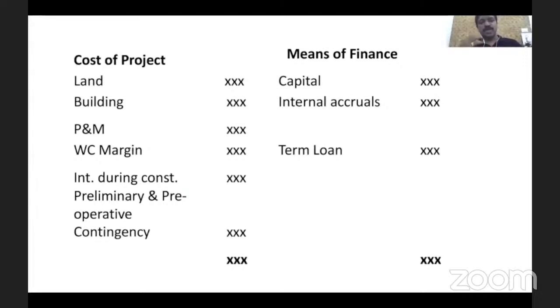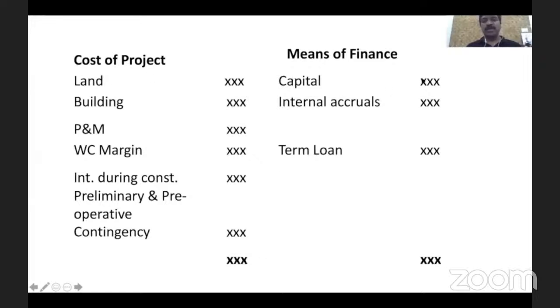Let's say I want to start a project, putting up a factory and purchasing plant and machinery and installing it. So basically I'm creating the infrastructure for starting my business. In that case, I have to invest in land, then I have to construct the building, I have to purchase and install plant and machinery, then some additional small items come here. I'll explain what all these are as we progress. But these are all the items which I have to create to kickstart my company. And for this I need money, right? In order to create all this, I need money.